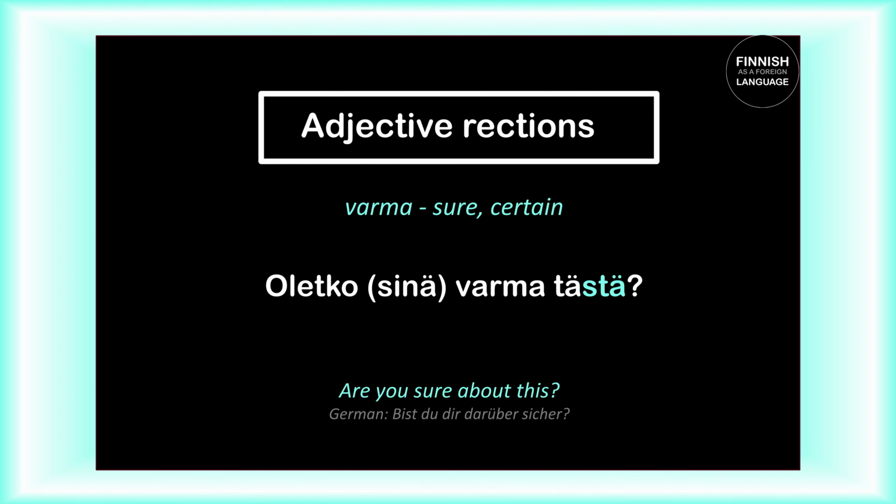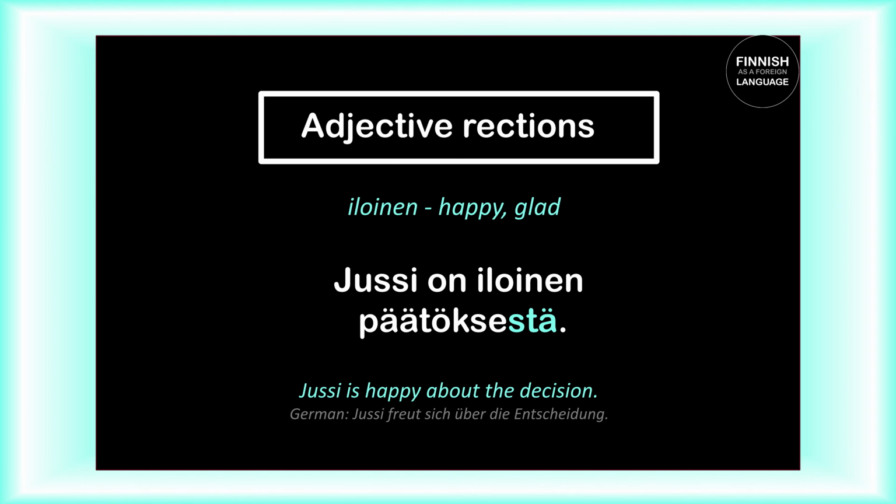Tästä is the elative case of tämä. Oletko varma tästä? Are you sure about this? Next adjective is iloinen. Here we have one example. Jussi on iloinen päätöksestä means Jussi is happy about the decision. So on iloinen means happy. Päätöksestä means about the decision. Here we use the elative case because of the adjective iloinen.